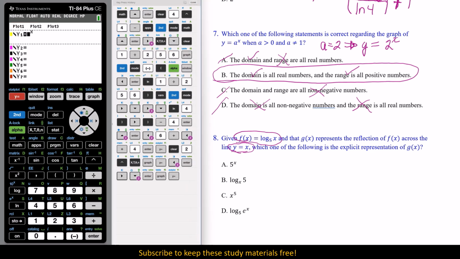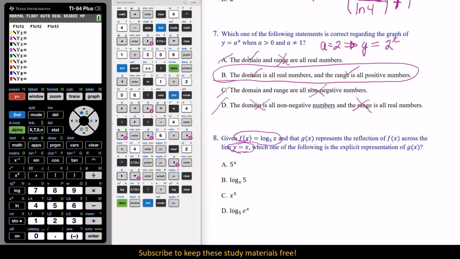Okay, so let's go back to the Y equals. All right, let's clear this out. And let's put in... Oh no, we can't put that in. Yeah, we would have to put that in differently. Okay, now let's see, log. Okay, there's a couple ways we can put this in. Okay, let's think about this.